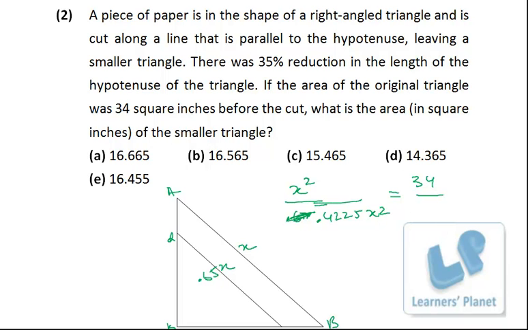Here I am writing down the ratio of areas, right? So suppose this is y, that is the area of the smaller triangle. So y is equal to 34 into 0.4225, right? So 0.42 is something around 50% of 34, a bit less than 50%. We have three options, so we need to be careful about it. In fact, all of the options are a bit less than 17, so we need to be careful in calculation.